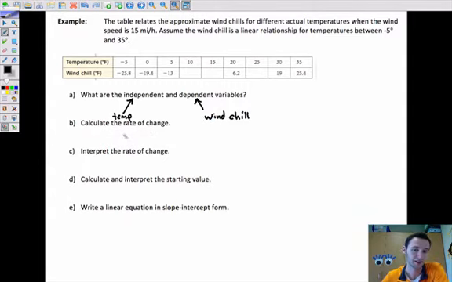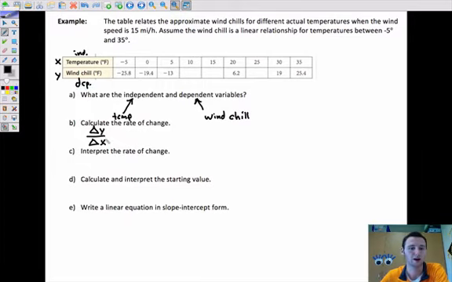When it comes to calculating the rate of change, we talked about rate of change as a lot of different things. We talked about it as slope. We talked about it as rise over run. We talked about it as change in y over change in x. And that's the one that I want to use when I calculate this. Okay, so I've already kind of figured out that my y variable is the wind chill and my x variable is the temperature, because typically x is the independent and y is the dependent.